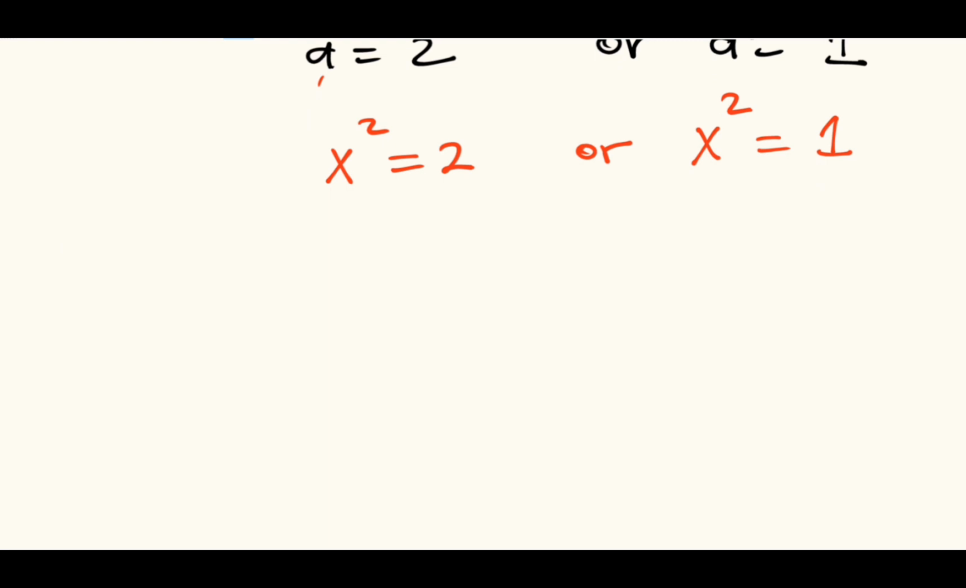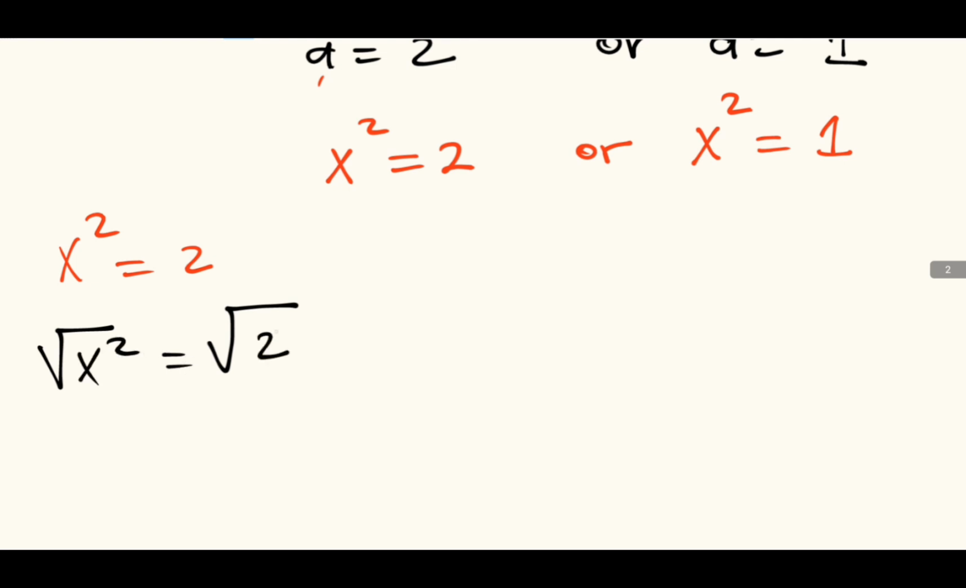We solve for x, so we have x squared is equal to 2. In order for us to solve this, what we have to do is introduce the square root on both sides. Remember, what you do on the left, you also do on the right. But when we introduce the square root, we also have to introduce the plus or minus. The square root of x squared will be equal to x. So our x will be equal to plus or minus the square root of 2.